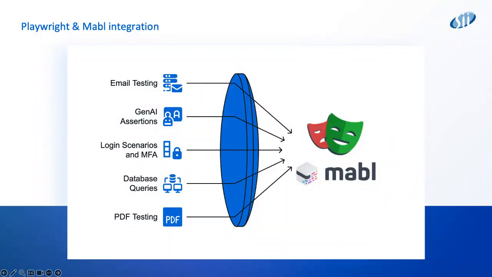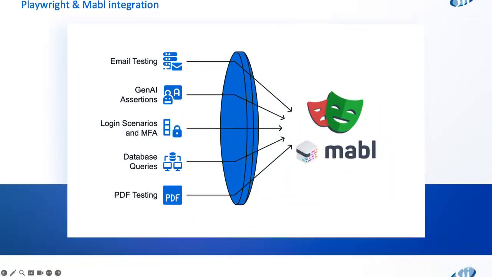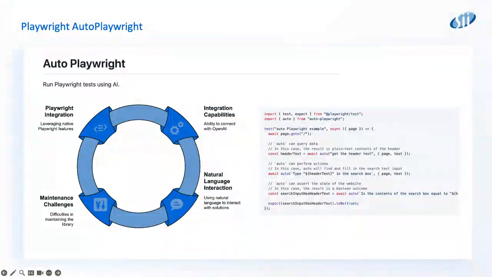And finally, PDF testing is also interesting, because instead of parsing PDF content, in this case we can add natural language assertions and check if everything is visible. So I like these two features. And also you can find the Auto Playwright library.